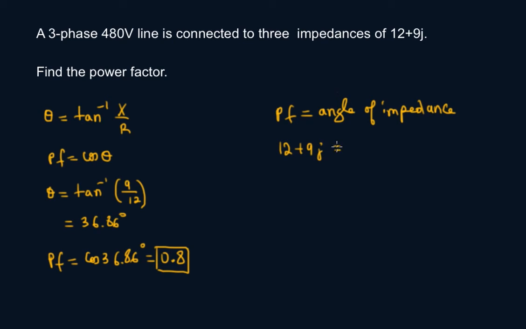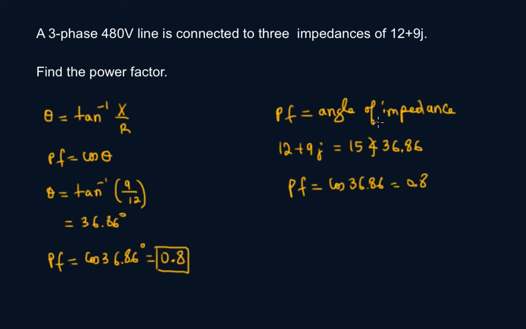Let's convert this into polar form. Straight from your calculator, I have 15 at an angle of 36.86 degrees in polar form. And of course, the power factor would be the cosine of 36.86, which gives me 0.8. So I like this way, quickly recognizing that your power factor angle is the angle of impedance.